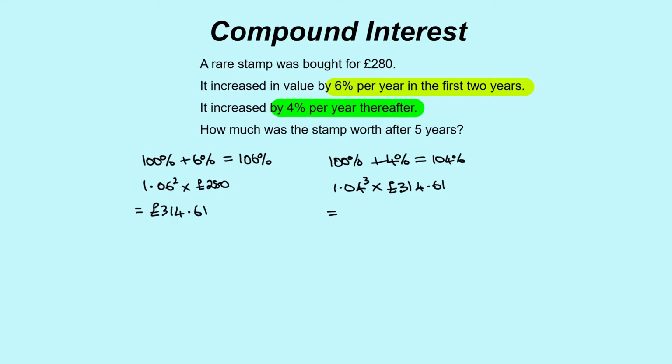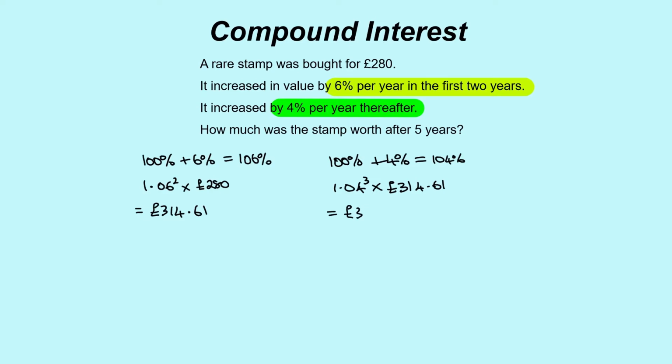So same calculation, just a few things to be careful of. You are increasing at a different rate, and also when you multiply, you're not multiplying the original amount anymore. The stamp is now worth £314.61 for the last 3 years. So we type it into the calculator. Again, I've still got the unrounded answer, so I'm going to use that to keep the answer as accurate as possible. So 1.04 to the power of 3, and we're going to multiply that by our previous answer. That should give us £353.